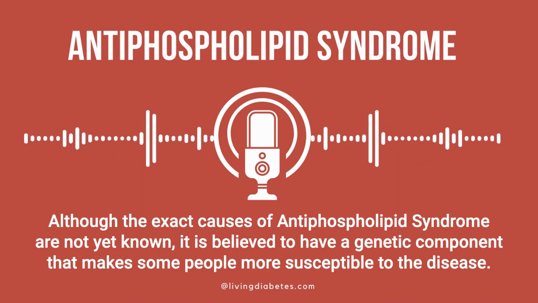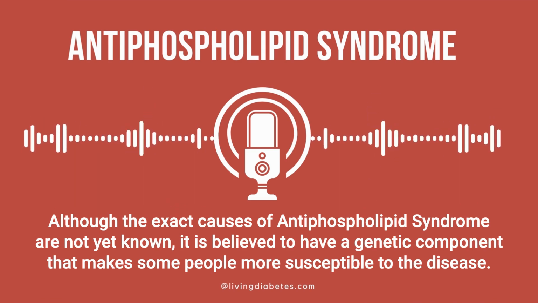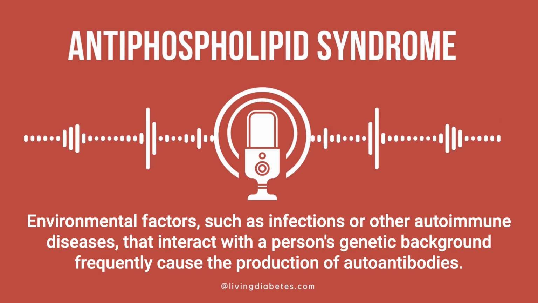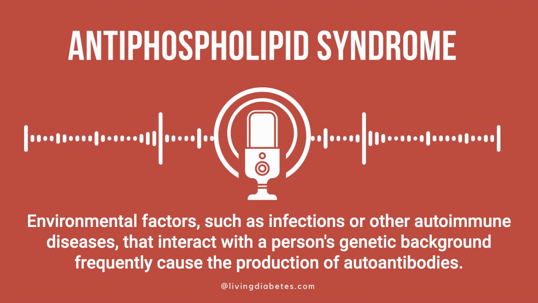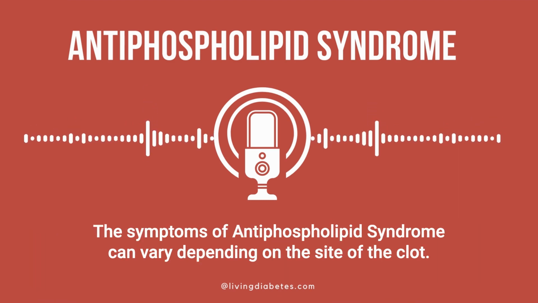Although the exact causes of antiphospholipid syndrome are not yet known, it is believed to have a genetic component that makes some people more susceptible to the disease. Environmental factors such as infections or other autoimmune diseases that interact with a person's genetic background frequently cause the production of autoantibodies. The symptoms of antiphospholipid syndrome can vary depending on the site of the clot.